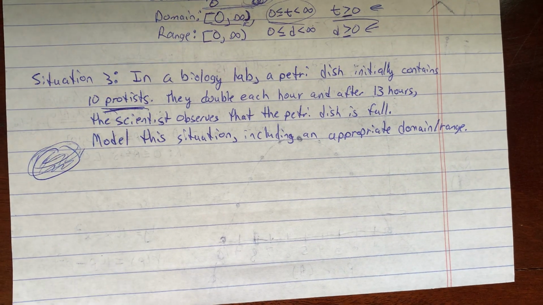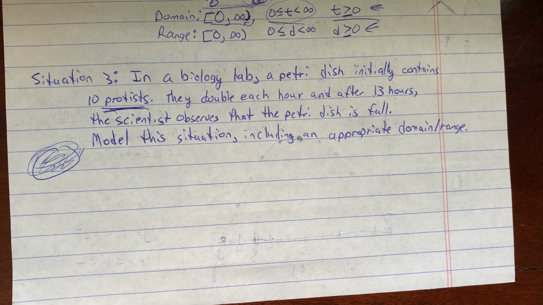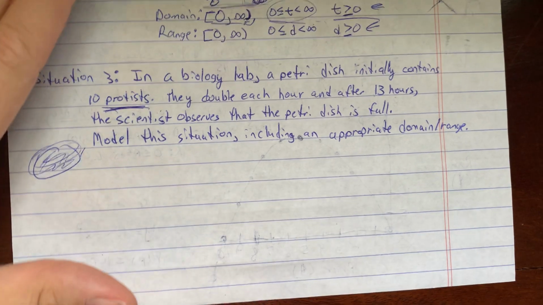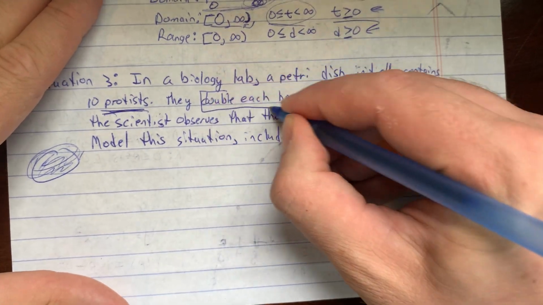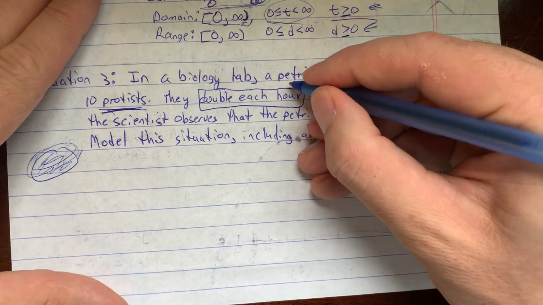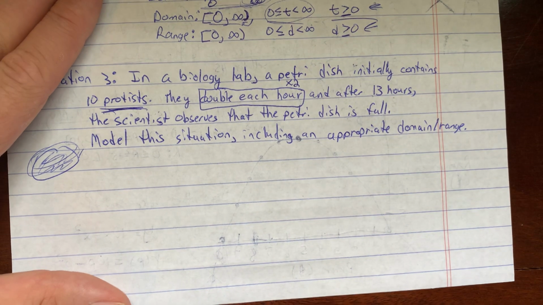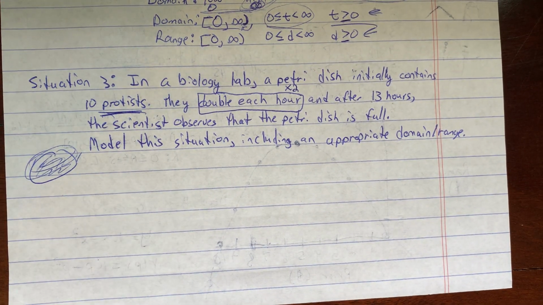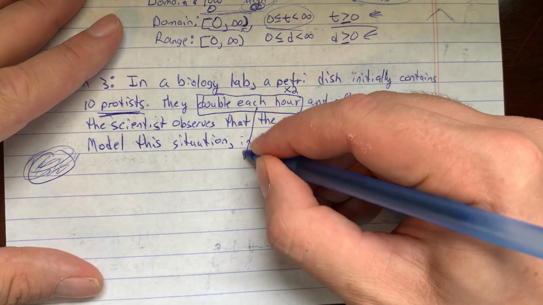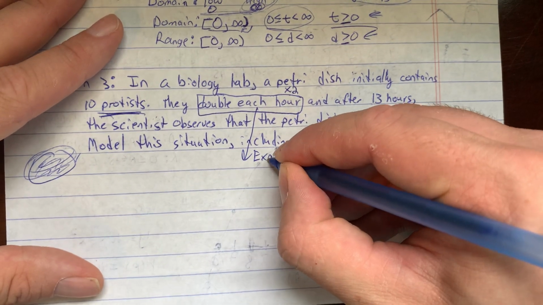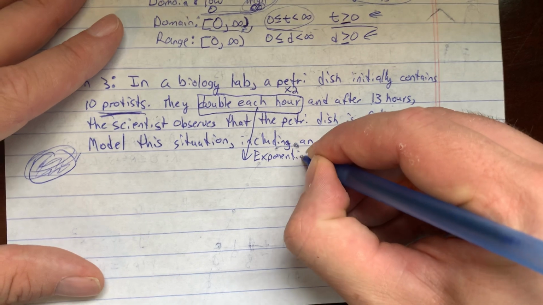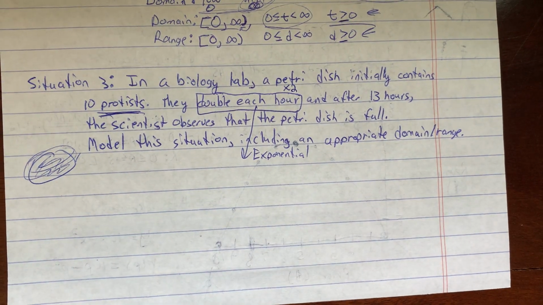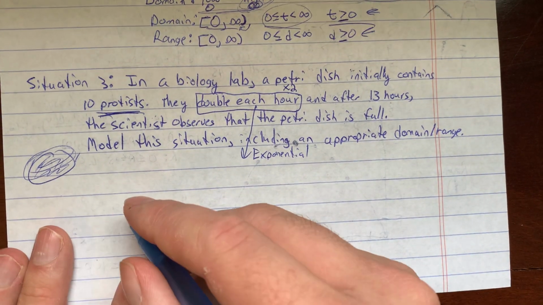All right, so we don't have a table or a graph, and so we want to think about what's going on here. The key thing that I see here is that they double each hour, and doubling means multiplying by 2. This should be a clear indication that if there is a constant multiplier, we know we're going to need to use an exponential model. There's going to be a constant multiplier.